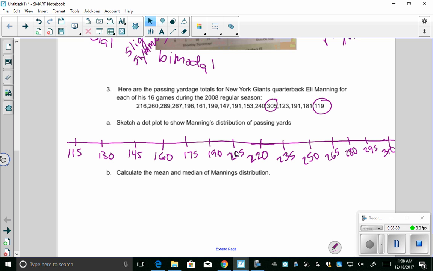Weird. All right, so that's my dot plot. I counted by 15s. You could have counted by something bigger or smaller. It does not matter. So now I have to do a dot plot. I'm going to put a point on my graph for every number I see. 216. So I'm going to go to 216 on my graph and put a point. So it's going to be about somewhere right here.